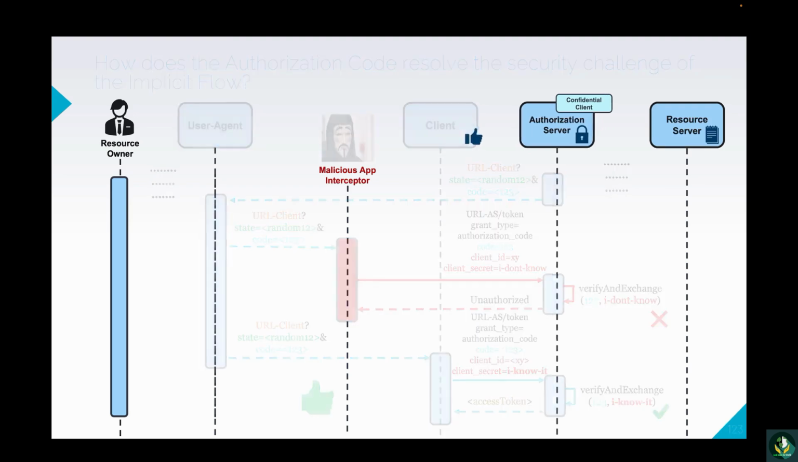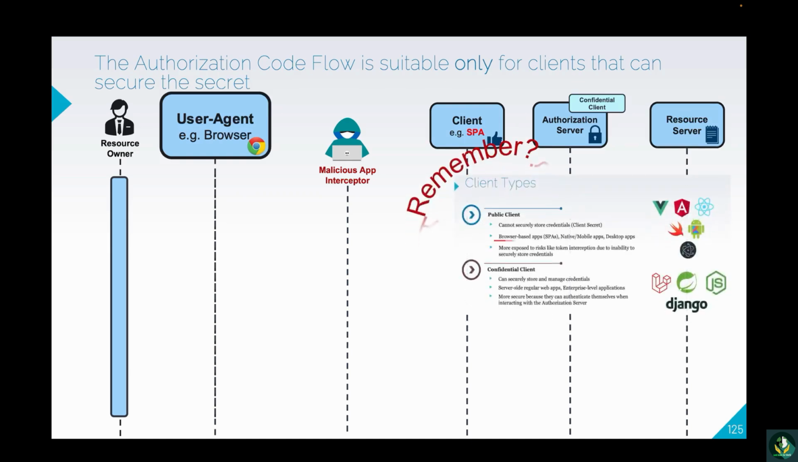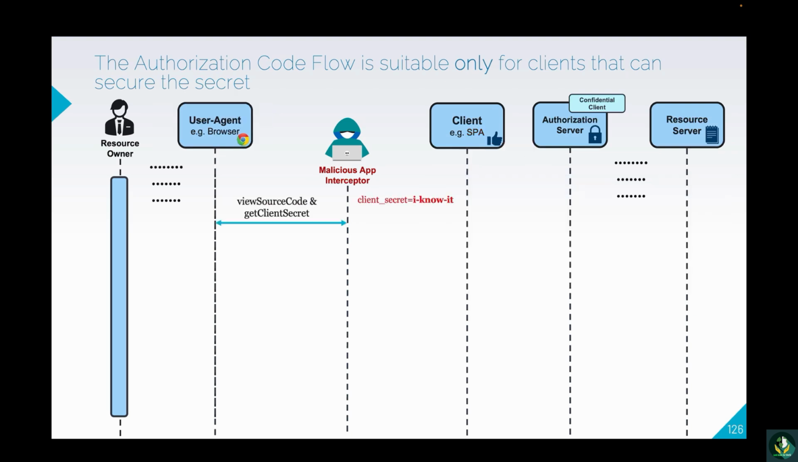But let's see what happens if the client is a public client, like a single page application, which cannot securely handle secrets because it runs entirely in the browser. So the user agent is now a browser and the client is a single page application. Let's explore the following scenario. As we learned in the client types lesson, a single page application loads everything in the browser, including the entire application code. This means that variables, entries, and any sensitive information defined within the application could potentially be exposed if not handled correctly. The malicious application takes advantage of this vulnerability by using certain tools to obtain the client secret.